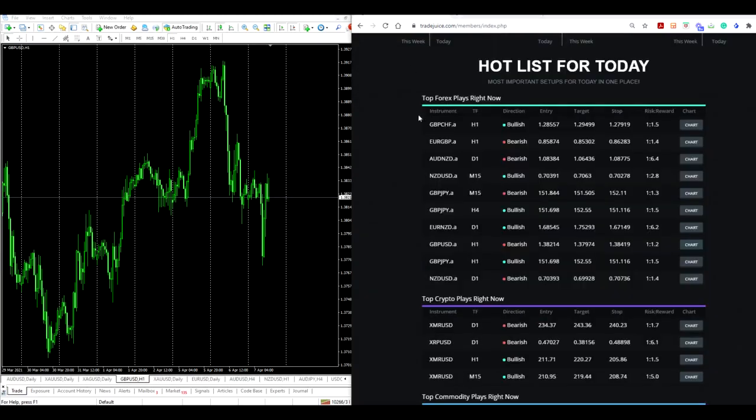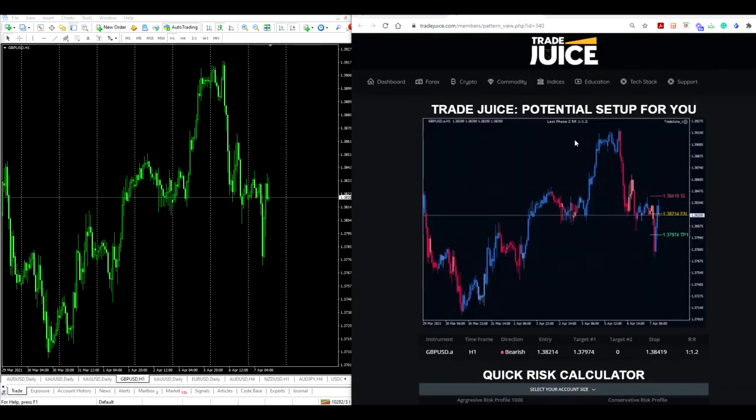Okay guys, so I'm on the Tradejuice platform and I can see many potential entries here. I'm looking at this one here, the pound USD 1 hour for bearish signal, and I've got my entry, target, stop loss, and it even lets me know where those points are on the chart.